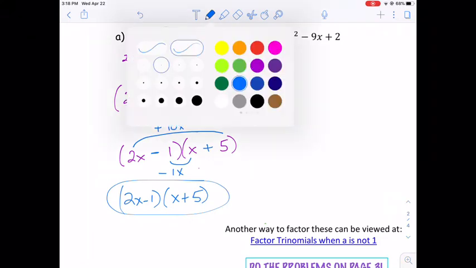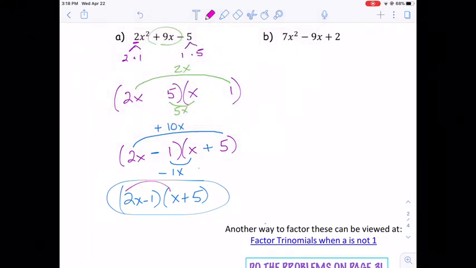And if you did a quick check on that, 2x times x is 2x squared. 2x times positive 5 is positive 10x. Negative 1 times x is negative 1x. And negative 1 times 5 is negative 5. Those middle terms combine to my 9x. So I'd get the 2x squared plus 9x minus 5, which is what I started with.